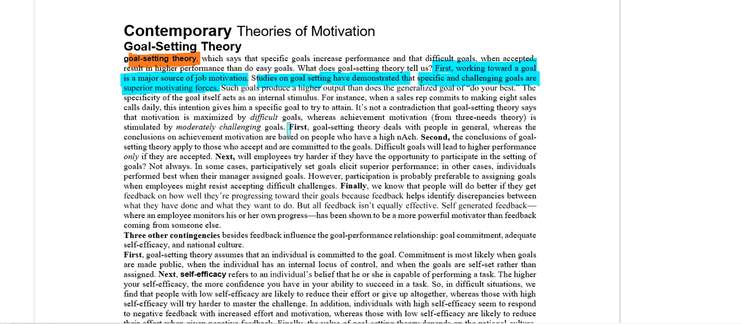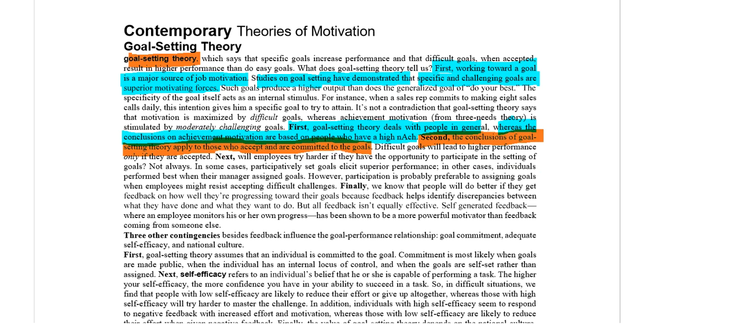So in order to understand this goal setting theory, we have 4 points. Number one, first, goal setting theory deals with people in general, where the conclusions on achievement motivation are based upon the people who have high NAC. NAC means need of achievement. So first of all, there should be a need of achievement in those who are working in this. Number two, secondly, the conclusion of goal setting theory applies to those who accept and are committed to the goals. So we need to get motivated and we have to accept the goal, number one. Number two, we need to achieve the goal.